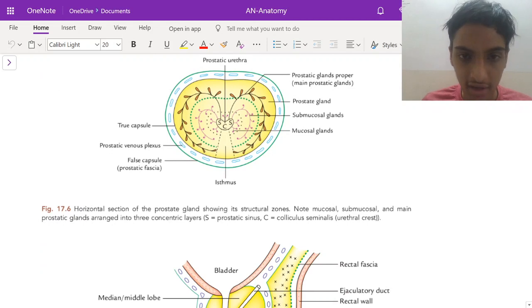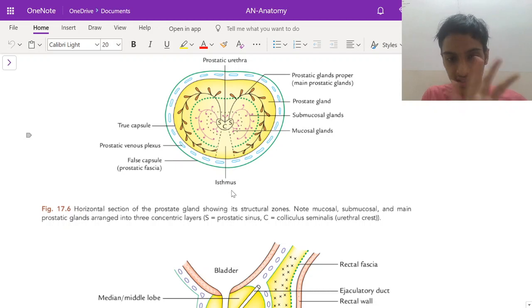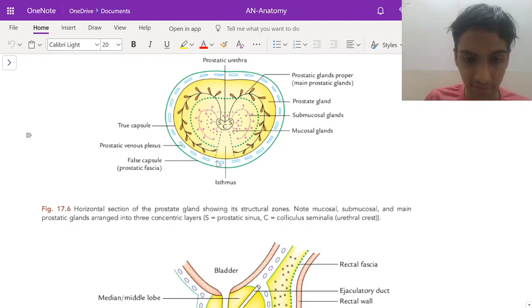Now coming to the horizontal section or the cross section of the prostate gland, we have the outer false capsule, and this black color is the inner true capsule. Between that we have the prostatic venous plexus. This is just like the thyroid capsule, where you have outer false and inner true, but their plane of cleavage is present along with the thyroid veins. Here the prostatic venous plexus is found.